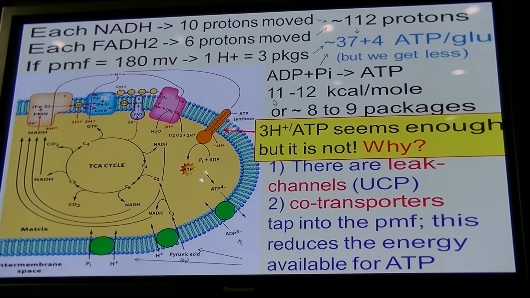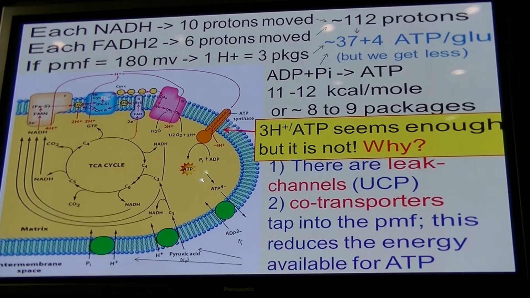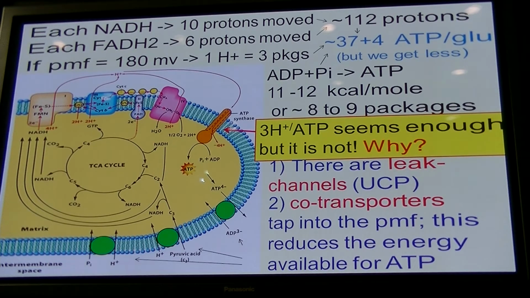So if we do the math, we have 340 packages in the proton gradient, and if we need 11 to 12 per ATP, then you can make roughly 37 ATP by oxidative phosphorylation using the proton gradients in the mitochondrion. We got another 2 in the Krebs cycle, and we already got 2 in glycolysis. So according to this math, we might be getting something like 41 ATP per glucose, but we're getting less. You know, we're getting much less.